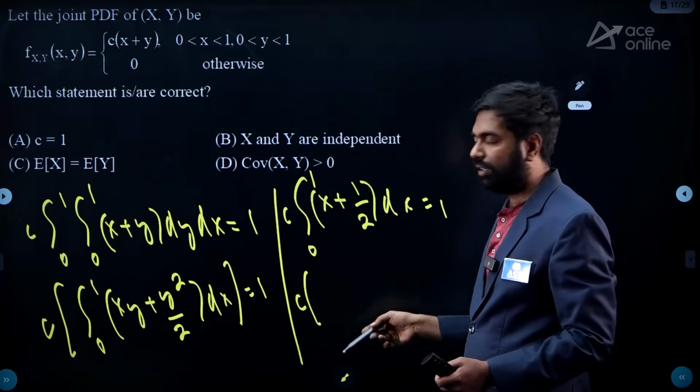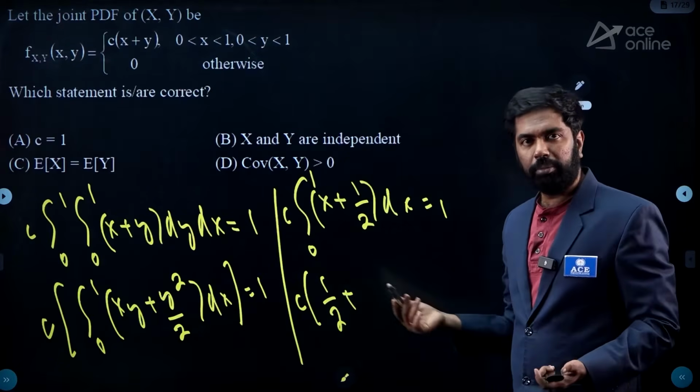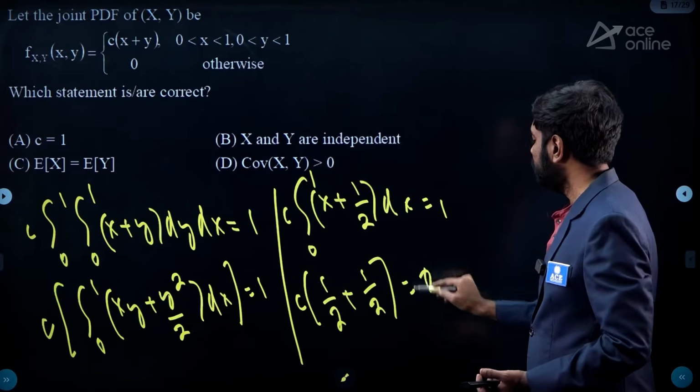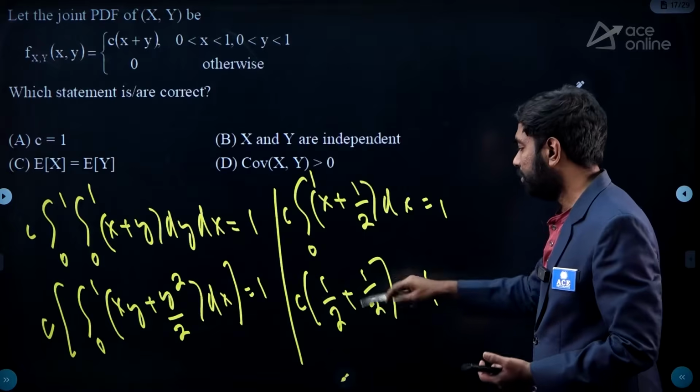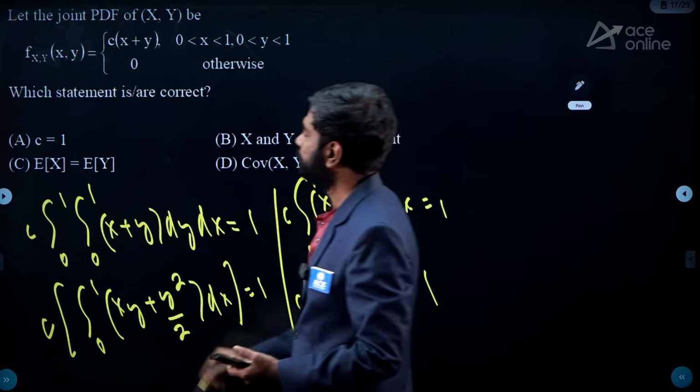If I substitute the limits, it will be 1 by 2. The integration of 1 by 2 x is 1 by 2x. When I substitute the limits, it is 1 by 2. Sorry, the lower limit will be 0, and then this has to be equal to 1. 1 by 2 plus 1 by 2 is 1, meaning the value of C is 1.